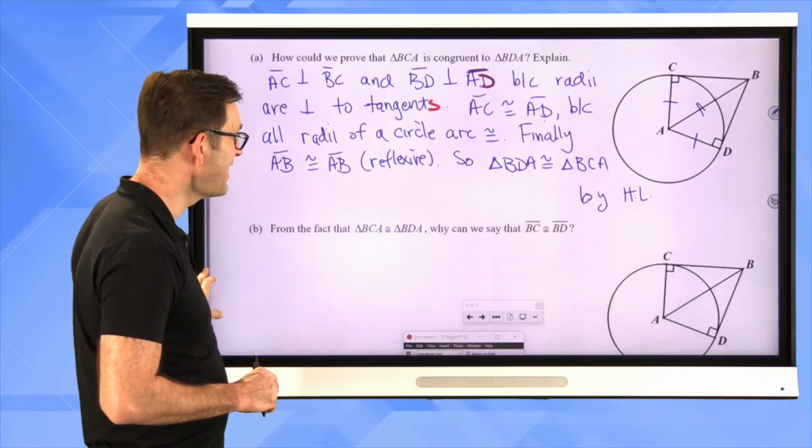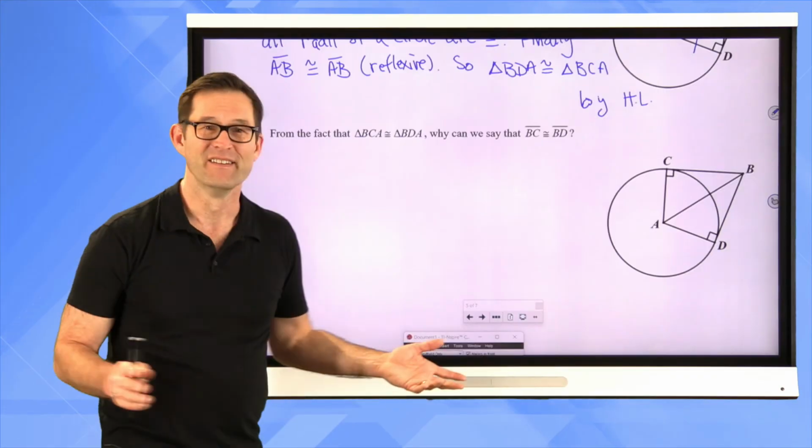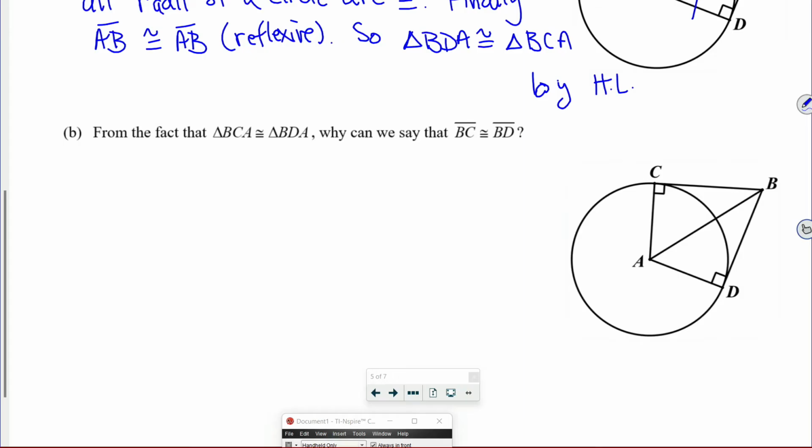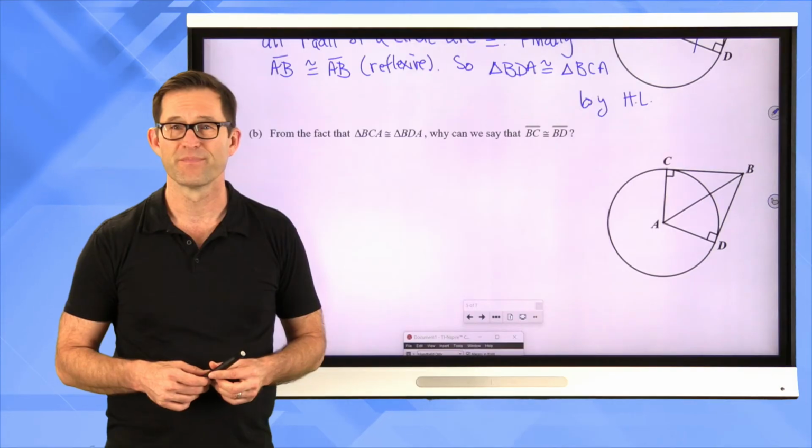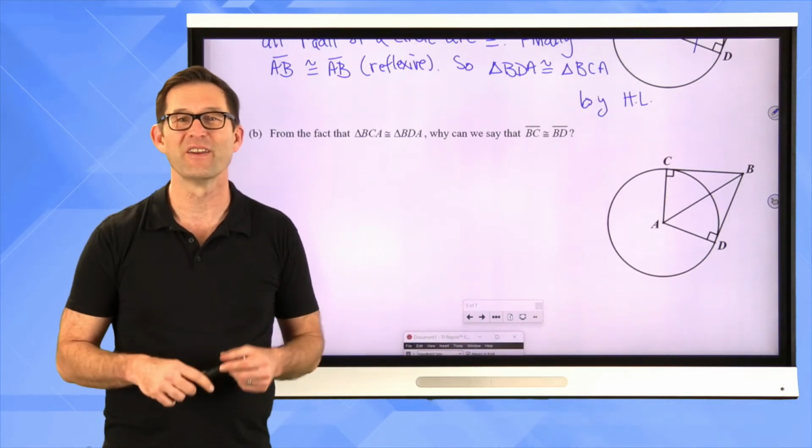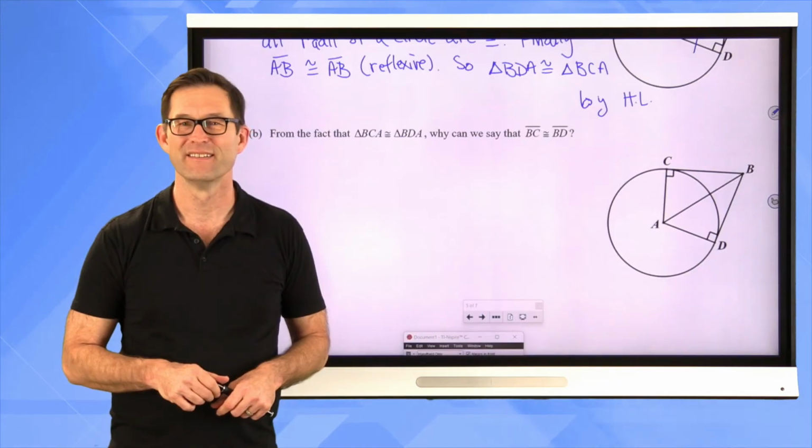And now, something we haven't done for quite some time. From the fact that triangle BCA is congruent to triangle BDA, why can we say that segment BC is congruent to segment BD? This is easy. Pause the video now and see if you can write something down.